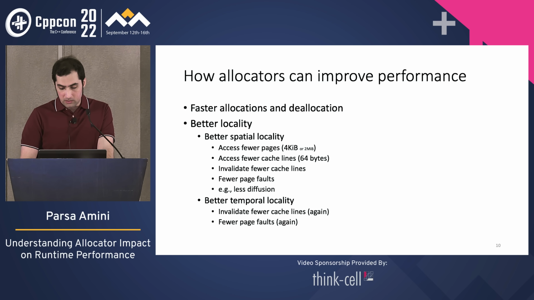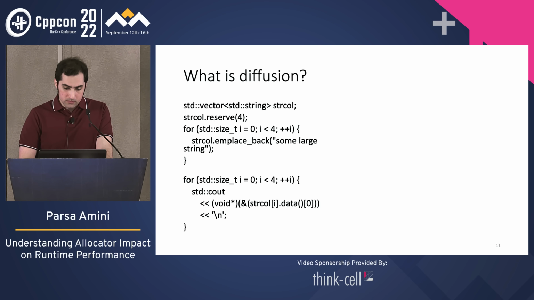And what do I mean by diffused allocations? Here's what I mean. Take this example. We create a std vector of std string, we reserve 4 elements, and then add 4 strings to it. When we print out the addresses of the memory allocated to the buffer inside the strings, we see that they are pretty close to each other. The 4 allocations stored addresses are exactly 32 bytes apart in our case.